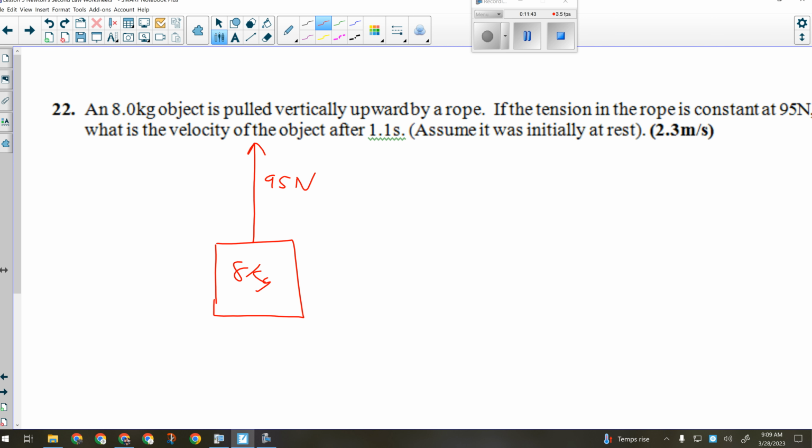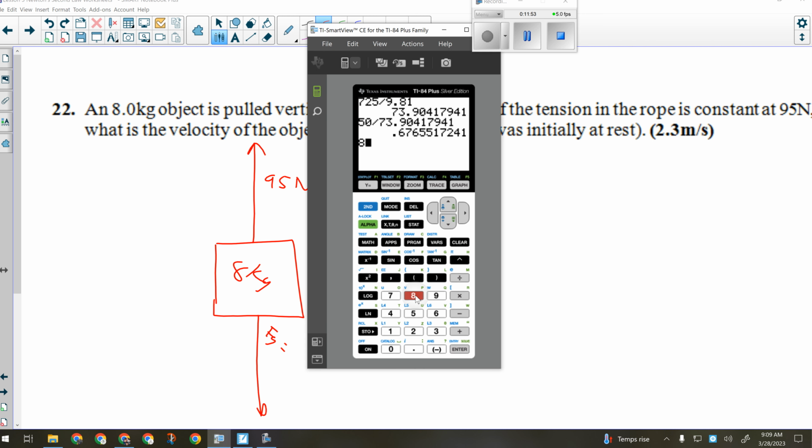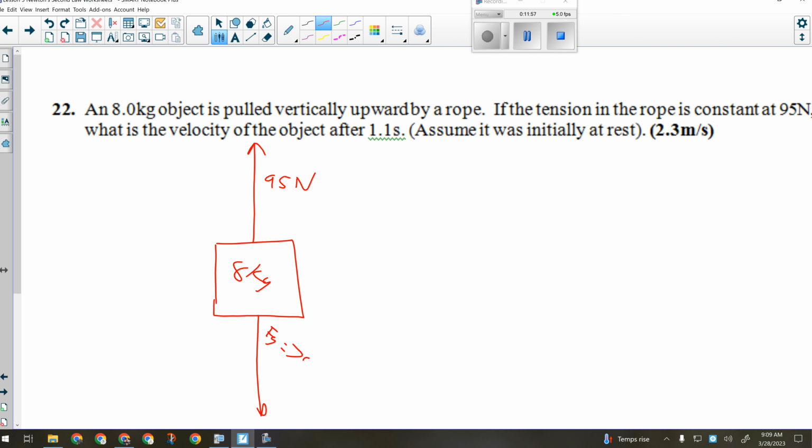Force of gravity. Force of gravity is the reason I have to pull with a rope, otherwise I wouldn't have to do anything. So 8 times 9.81, 78.48. All right, so I've got my force of gravity and I have my tension that's pulling up. They want to know what the velocity of the object is.